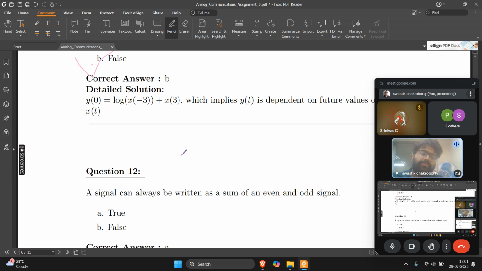A signal can always be written as a sum of an even signal and an odd signal. Is this true or is this false?